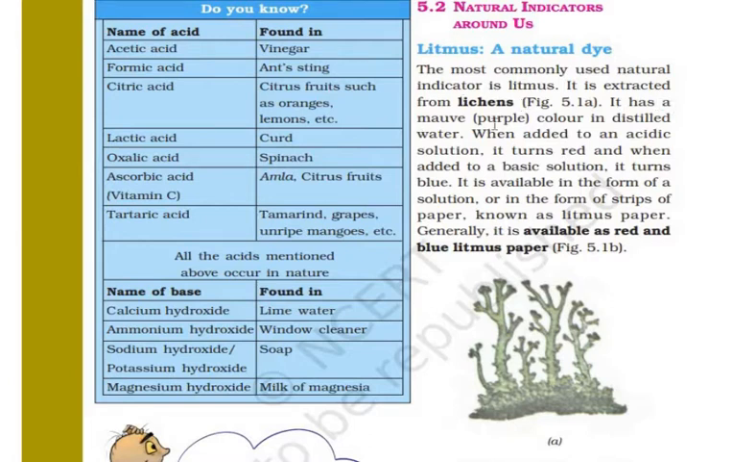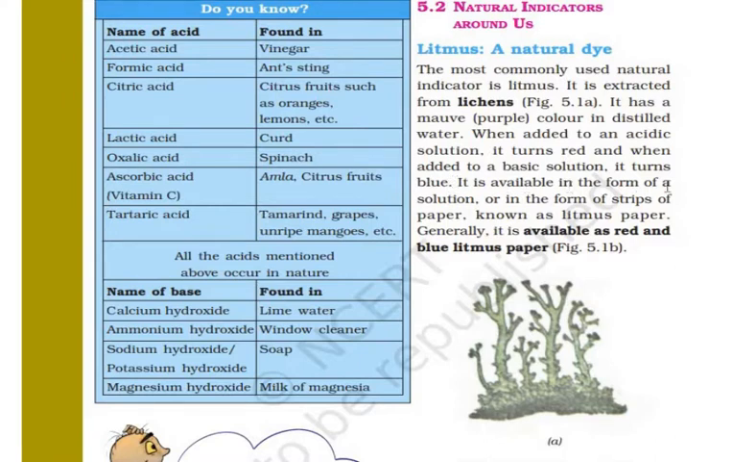It has a mauve, purple color in distilled water. Its color is purple in distilled water. When added to an acidic solution, it turns red, and when added to a basic solution, it turns blue. So this litmus changes its color to red when it is added to an acidic solution.